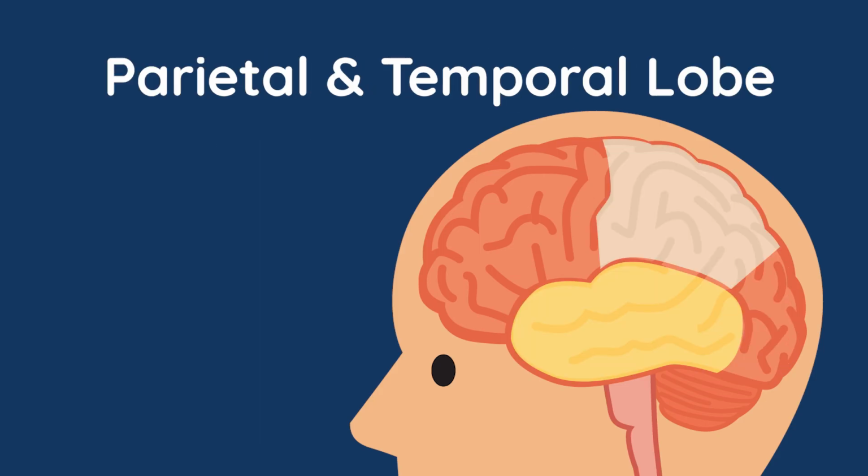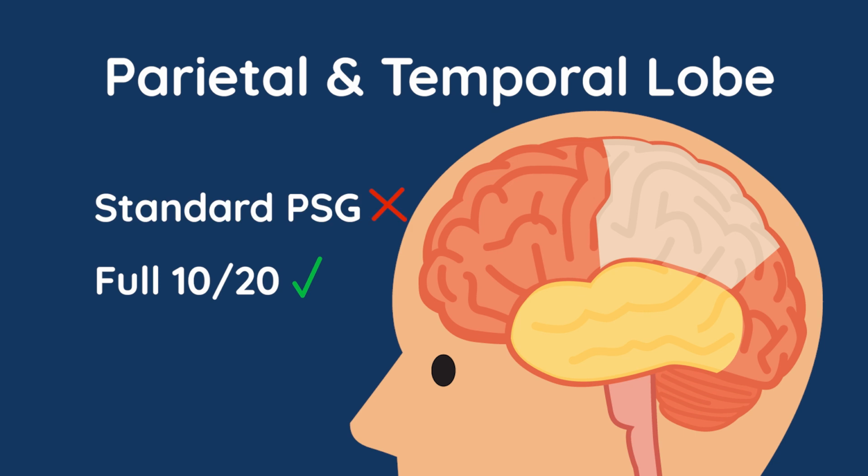The parietal and temporal lobes appear in the full 10-20 montage, but we don't typically use them on a nightly basis for polysomnography. So what's the clinical tie-in? Misplacing electrodes can lead to misreadings. Know your lobes and know your waveforms.